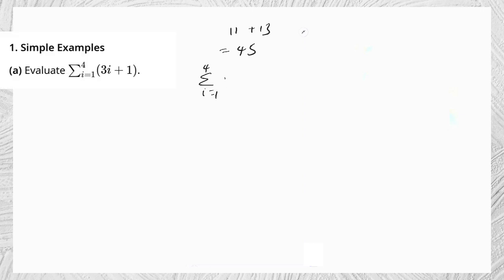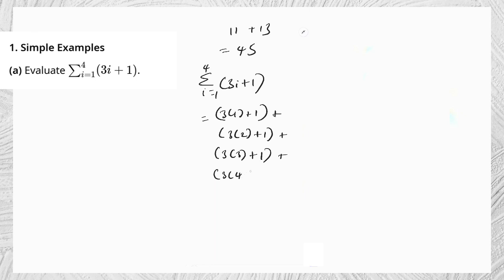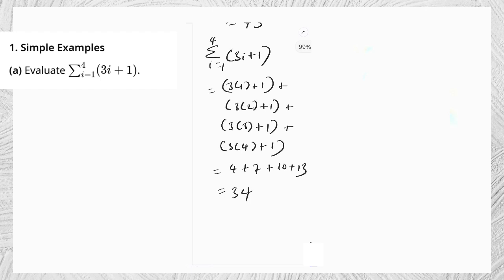So for the next question, we have 3i plus 1, and we have to evaluate i equals 1 up to 4. We'll sum that. So when you substitute 1 in i, you are going to have 3 times 1 plus 1. When you substitute 2 in i, you are going to have 3 times 2 plus 1. And when you substitute 3 in i, you are going to have 3 times 3 plus 1. And when you substitute 4 in i, you are going to have 3 times 4 plus 1. 3 times 1 is 3, 3 times 2 is 6, 3 times 3 is 9, and 3 times 4 is 12. So that will leave you with 3 plus 1, 4, 6 plus 1, 7, 9 plus 1, 10, and 12 plus 1, 13. And when you sum 4 plus 7 plus 10 plus 13, you are going to end up with 34.